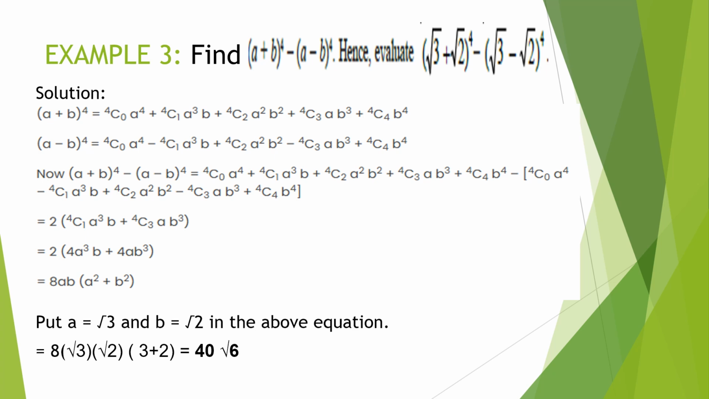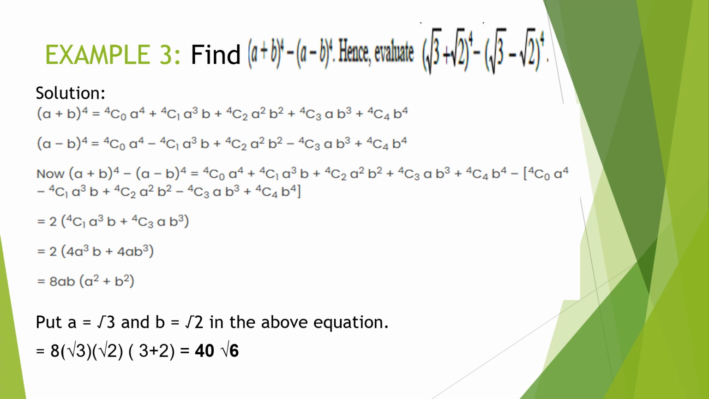Example 3. Find a plus b raised to 4 minus a minus b raised to 4. Hence, using it, evaluate root 3 plus root 2 raised to 4 minus root 3 minus root 2 raised to 4. The first thing is we will expand a plus b raised to 4 and then a minus b raised to 4 using the binomial expansion. So the formulas are given over here. Just put the formula over here. So a plus b whole raised to 4 minus a minus b whole raised to 4. After simplification, you will see which terms will be remaining.